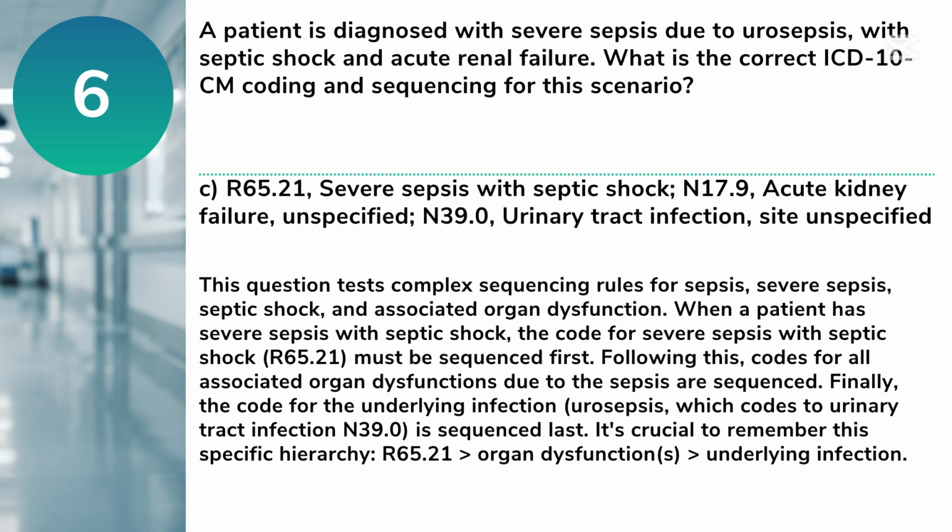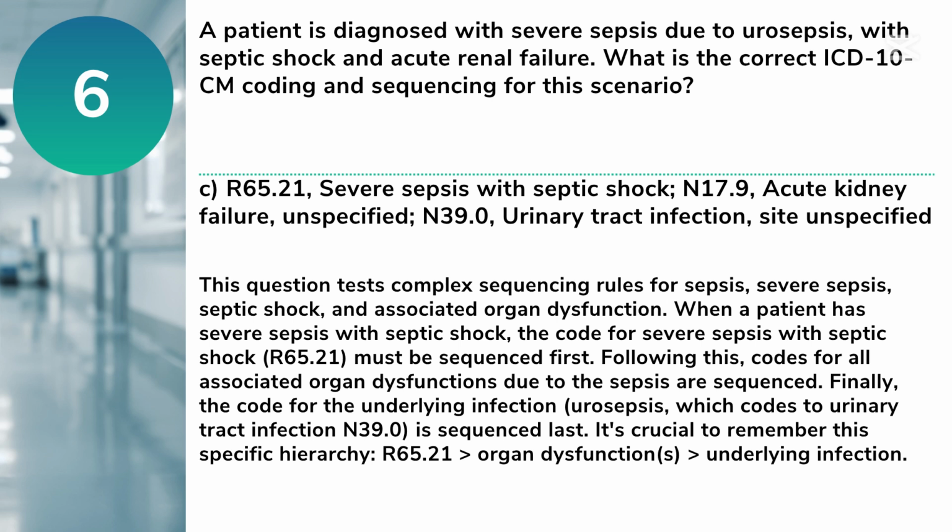R65.21, severe sepsis with septic shock, N17.9, acute kidney failure, unspecified, N39.0, urinary tract infection, site unspecified. This question tests complex sequencing rules for sepsis, severe sepsis, septic shock, and associated organ dysfunction. When a patient has severe sepsis with septic shock, the code for severe sepsis with septic shock, R65.21, must be sequenced first.